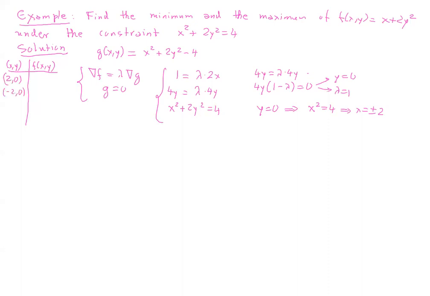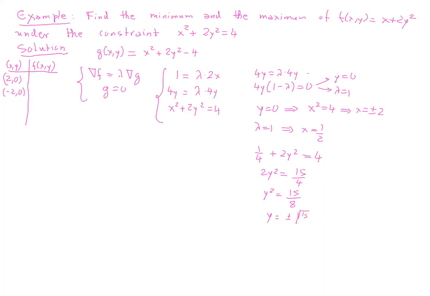On the other hand, if lambda is equal to 1, we plug it into the first equation, which gives us that x is equal to 1/2. And if x is equal to 1/2, we plug it into our constraint, which gives us 1/4 plus 2y squared is equal to 4, which will imply that 2y squared is equal to 4 minus 1/4. So that's 16 over 4 minus 1/4, so that's 15 over 4. And eventually, we will get that y squared is equal to 15 over 8, which means that y is equal to plus or minus square root of 15 over 8.